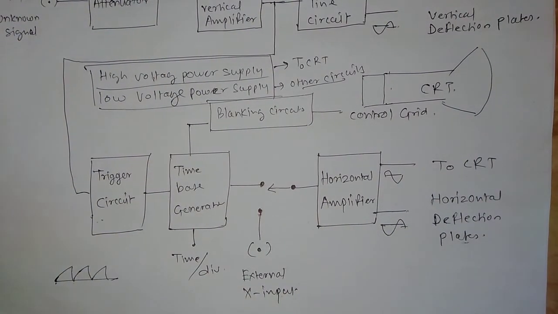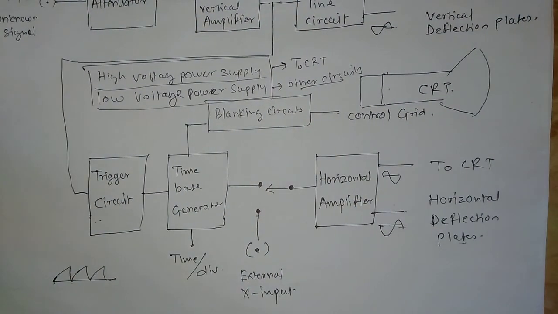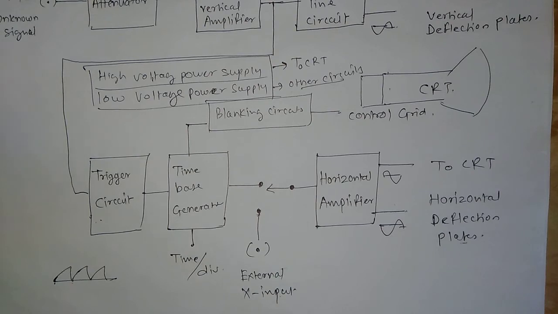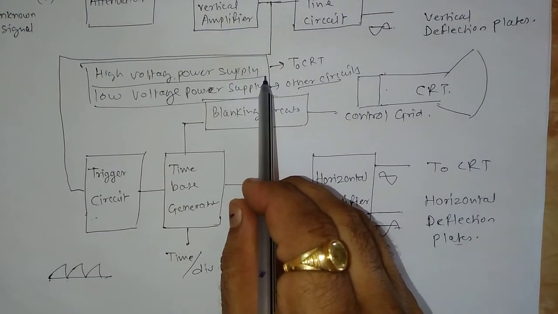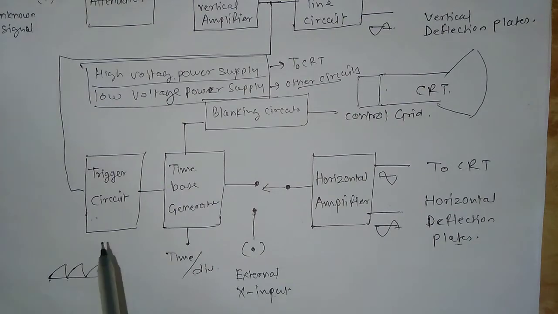Now after that, this CRO also uses a power supply. There are two different power supplies used in the CRO. One creates a high voltage power supply, and this high voltage is used by the electrodes inside the CRT. As we have discussed about the CRT, all the anodes, the pre-accelerating, focusing and post-accelerating anodes, work on high voltage. That high voltage is generated using the high voltage power supply, so this is specifically used for the anodes inside the CRT.